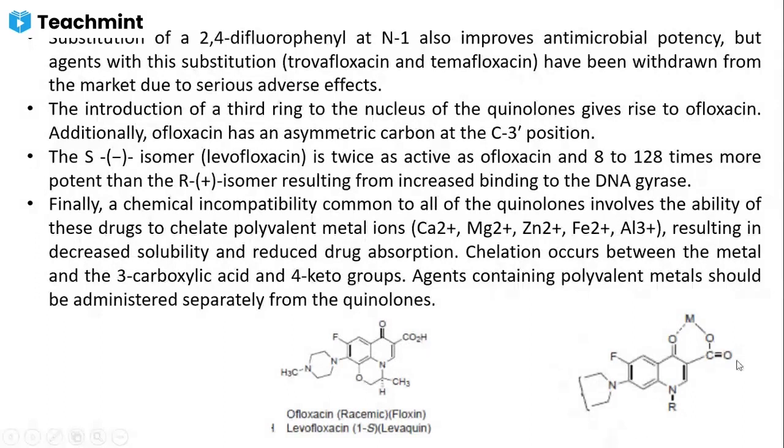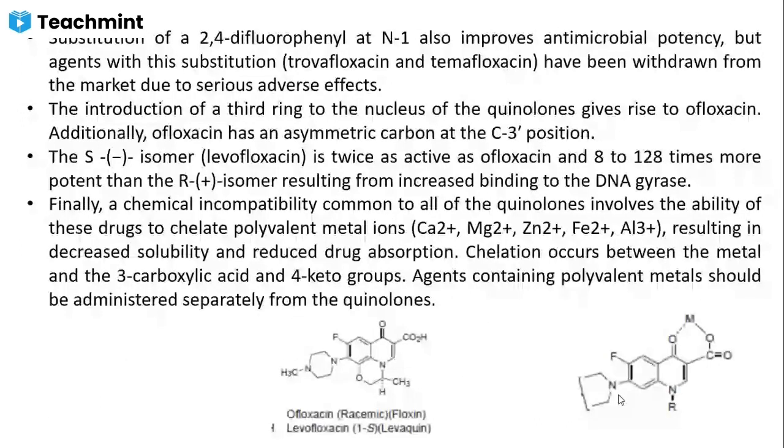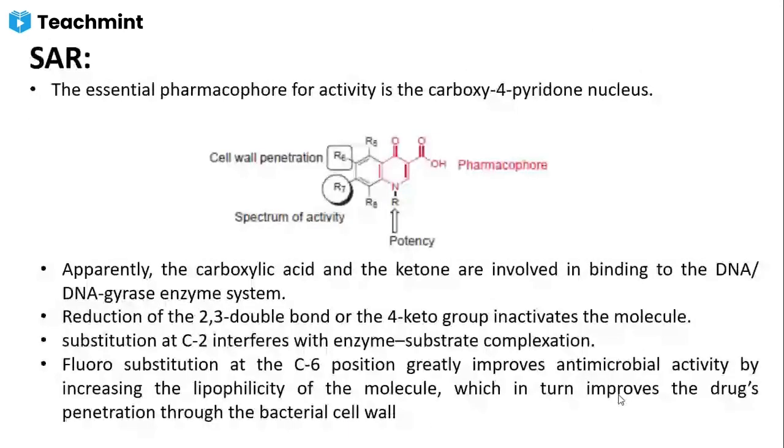So here it is mentioned in the second structure. M means what? That is a metal. So it chelates with the carboxylic acid and the ketone group. And if the chelate is formed, then the solubility and the absorption rate are reduced. Then, that is what all about the SAR studies. So there are lots of points in the SAR. So read it later on.